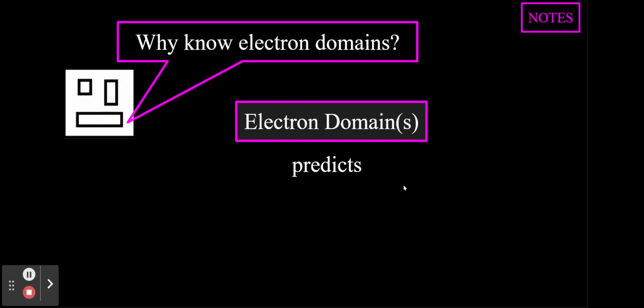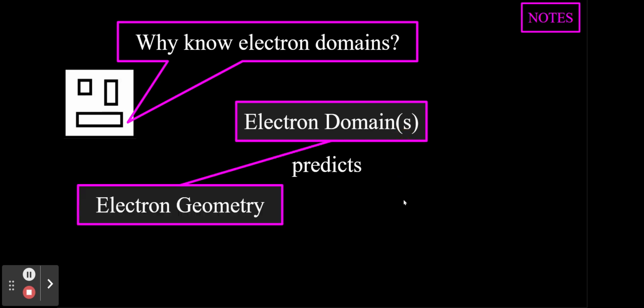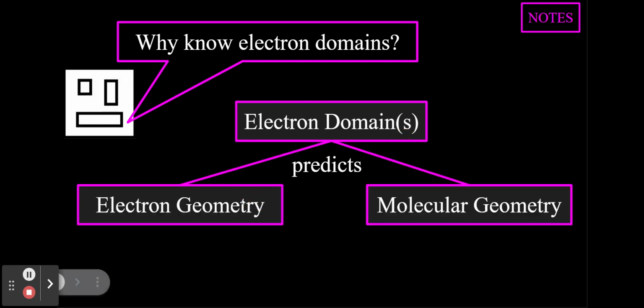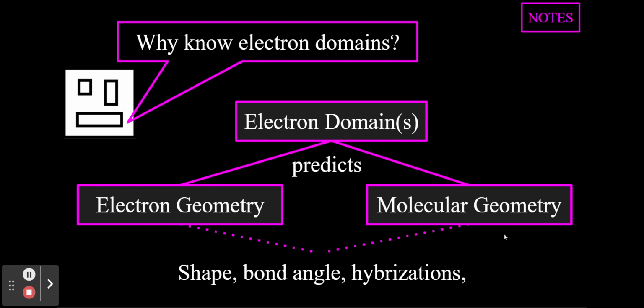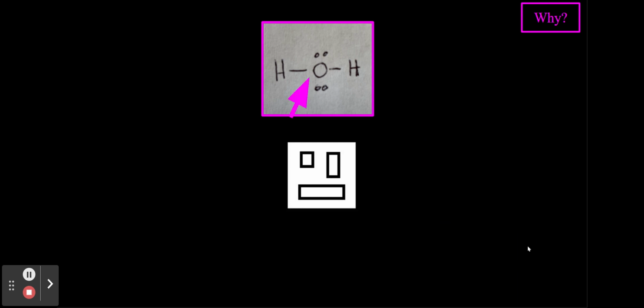Now, why know them? Well, they're going to allow you to predict things about the molecule, meaning the electron geometry, how the electrons are positioned around the molecule, and its molecular geometry. And these things allow you to predict other properties of the molecules. Let's go over an example.